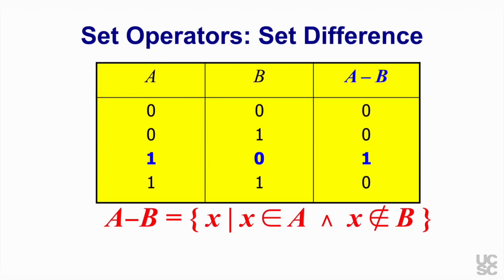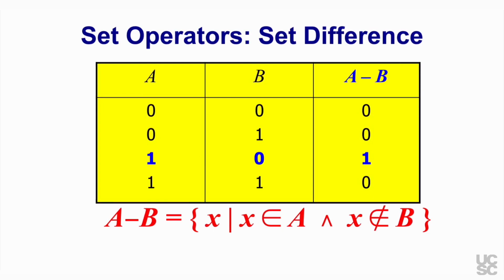A more interesting set operation is set difference, which is sort of similar to implication in propositional logic. The definition for set difference is that an element X is in the set difference of A with B, you can think of it as A minus B, if the element is in the first set A and the element is not in the second set B. That's why you have the 1 for membership in A minus B only for the case in which the element is in A but is not in B.